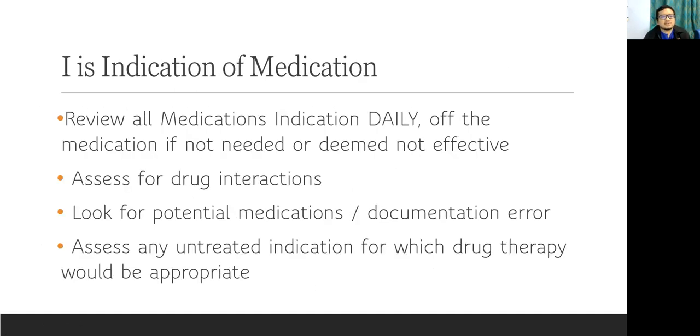Then I is indication of medication, every day, every shift. We always do this in the ICU. We look at all the medication, we review all the indications daily. We stop the medication if not needed or deemed not effective. Because the ICU is polypharmacy, we use a lot of drugs, okay? So we should assess for any drug interaction, look for potential medication or documentation error, which is very, very important, and assess any untreated indication for which drug therapy would be appropriate. So the fewer the drugs, the better, okay?